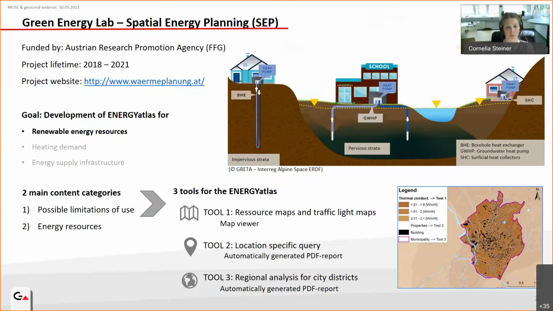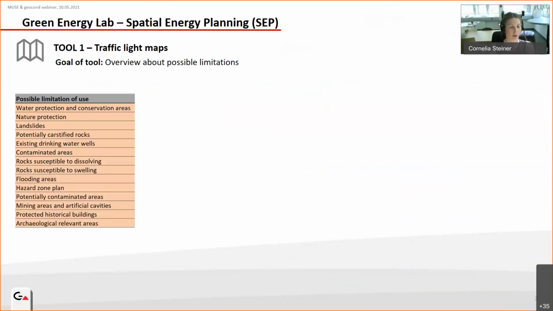And tool number three is more on a regional level. It is an analysis especially for city districts or for municipalities, also in form of an automatically generated PDF report. And so all those tools will provide information to integrate heat into spatial energy planning. And now I'm going to present to you those different tools in a little bit more detail. And Martin later on will present to you the method and the workflow that is behind those results.